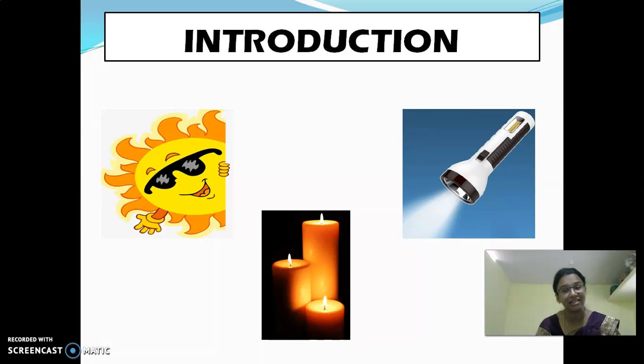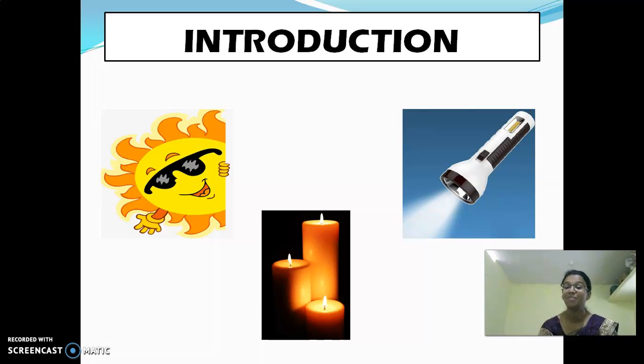As I said already, without light, there is nothing, right? Sunlight is the main source of light and heat. We have both natural sources of light and artificial sources of light. Natural sources are the moon, stars. Artificial sources are the man-made things. One more classification we have is luminous and non-luminous.